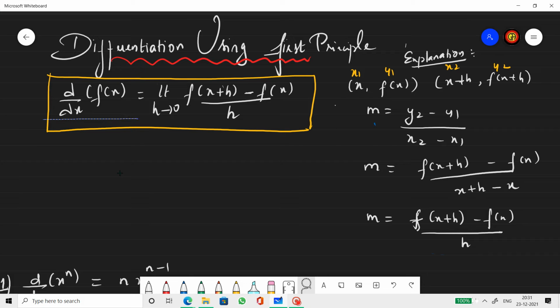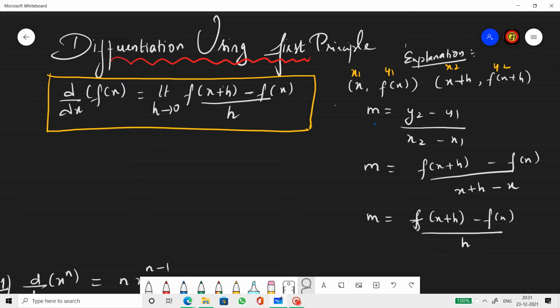Differentiation of any function is nothing but the slope. So, there are multiple ways to find the slope of a given curve or a straight line. One of the best ways of finding slope is using the derivative. Now, I'm just going to explain in simple form how this formula is formed, how this f of x plus h minus f of x by h comes in.